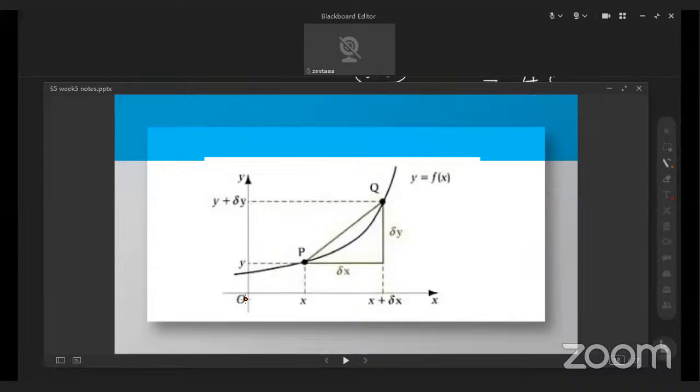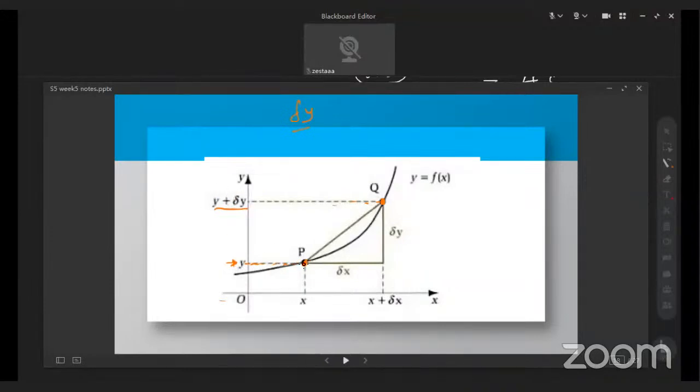If we have this graph, we have points P. I want to explain this, and we have points Q. Now, here at point P, the point Y is our original point of Y. And then here at Q, we have the change in what? In Y. Please take note, this is the change in Y. That's sigma Y.